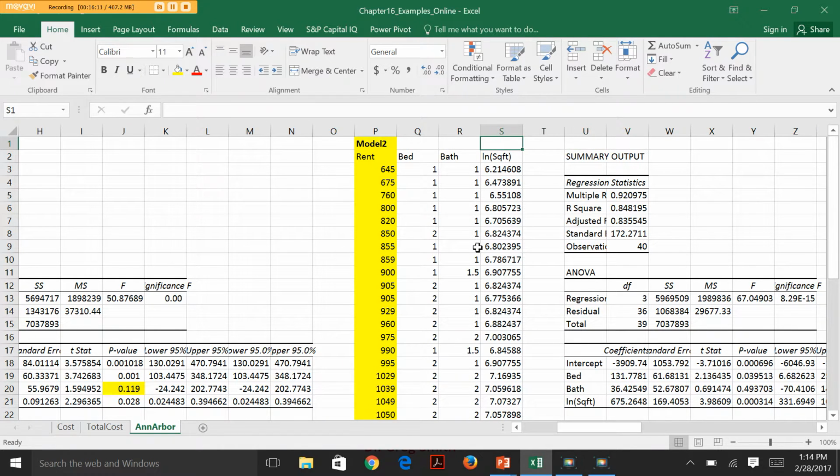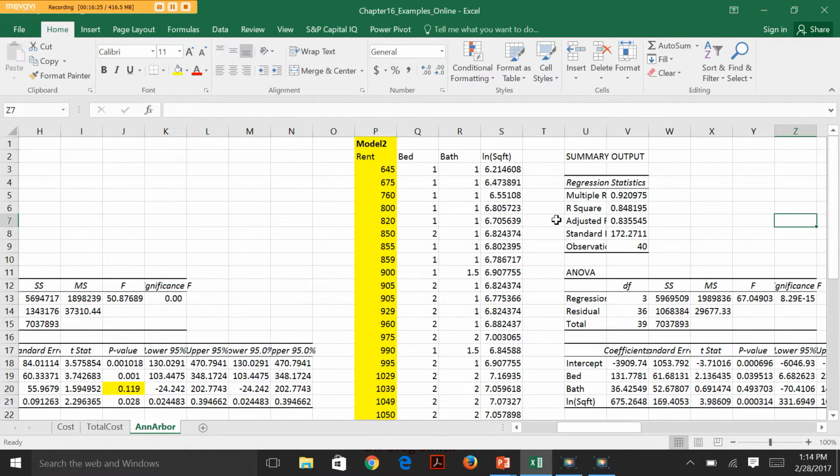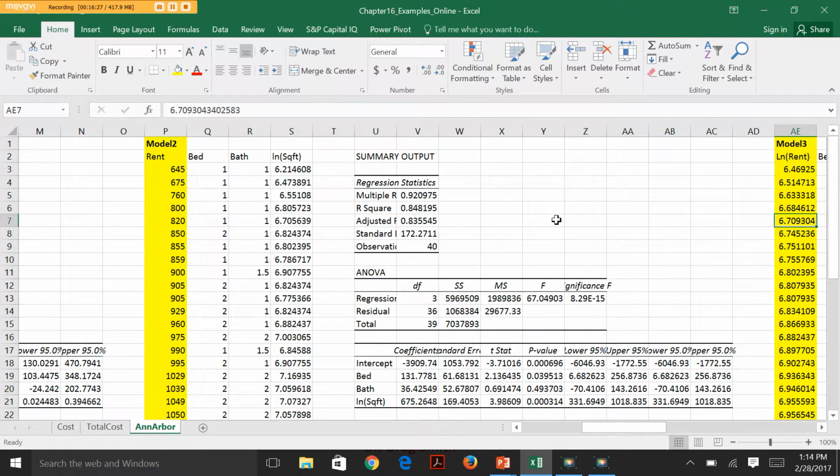The next one is when I take a log model by logging square feet. So I took the natural log, ln, of the value of square feet, ran the regression, and I got an adjusted R-squared of .8355. It's better than what we saw, and you can do an adjusted R-squared comparison when we look at transformation here. It is significant, that's great, and all the p-values are significant at 5%, again, except for bath.